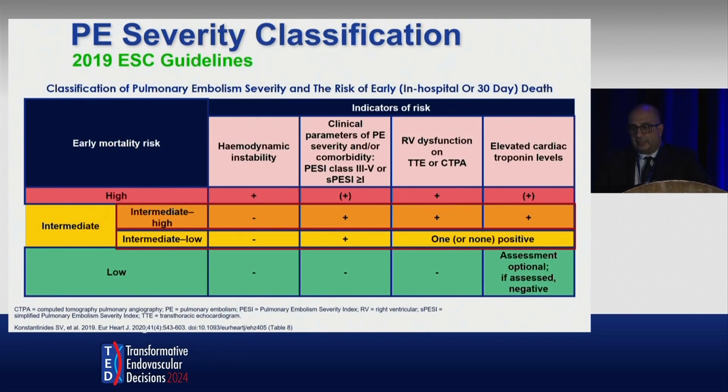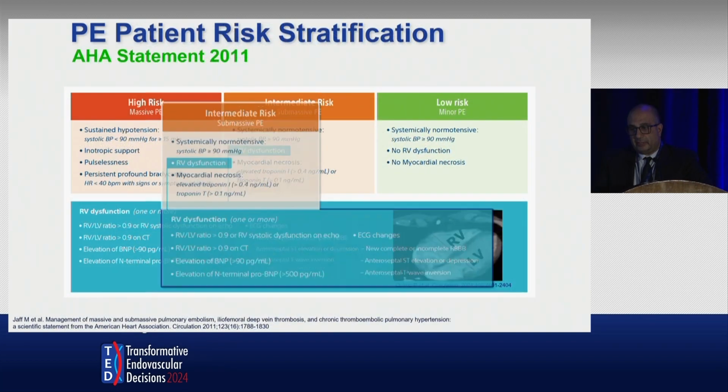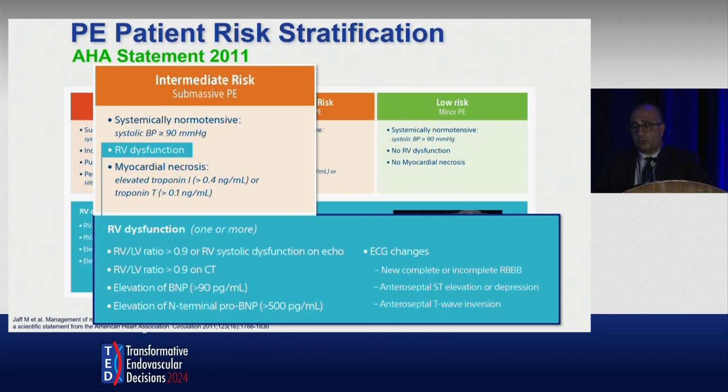Obviously, it's classified by severity. We all know about the high-risk PE, characterized by hemodynamic instability, increased sPESI score, RV dysfunction, and elevated cardiac troponin. Intermediate and low risk follow the same characteristics. I don't think there is a lot of argument about high-risk PE and how it's going to be treated. The intermediate-risk PE, first of all, the diagnosis and how it's going to be classified and the treatment, I think this is where most of the confusion is.